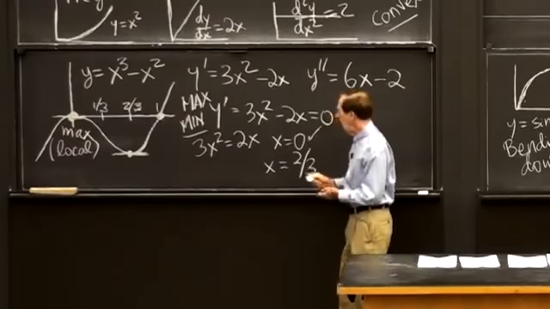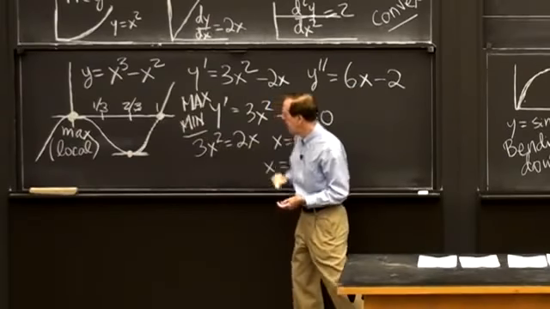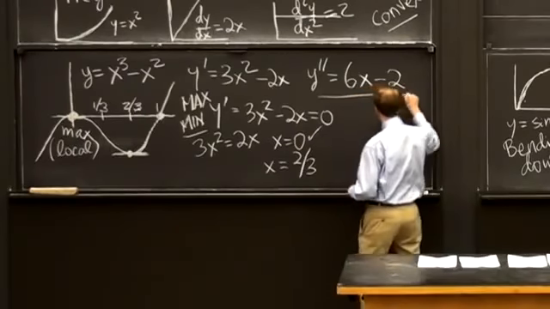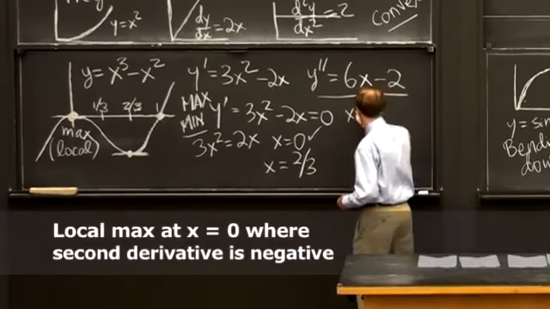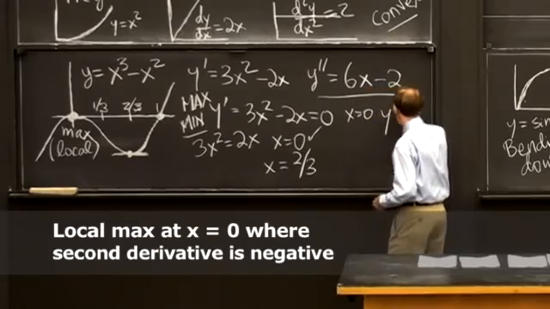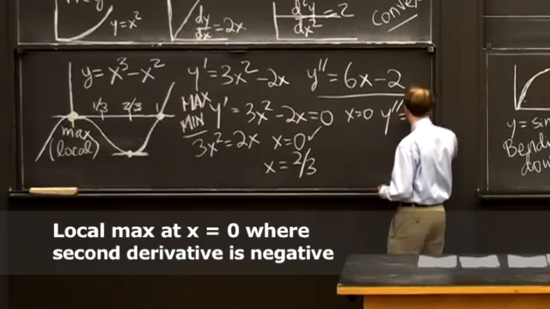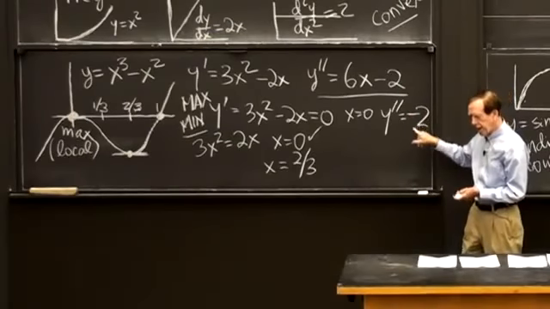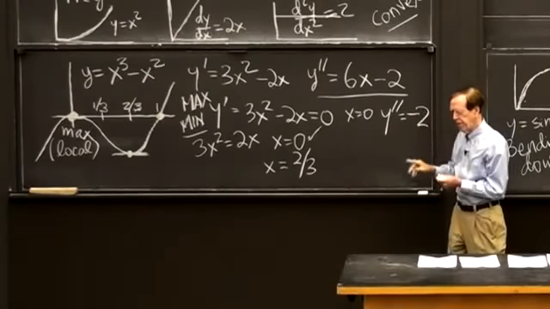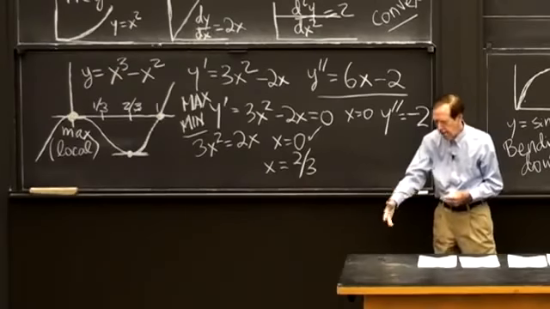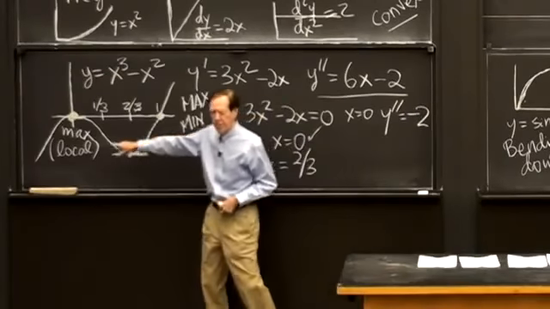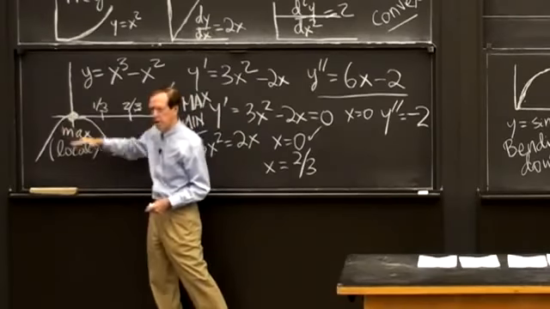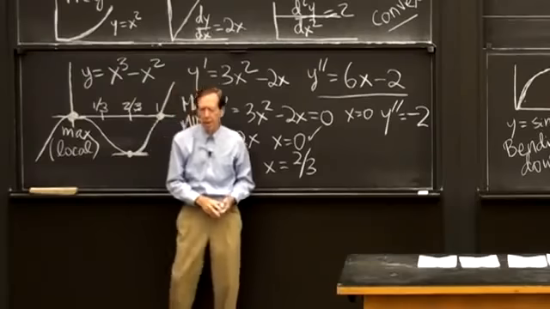Check. And at a maximum, I need to know the second derivative. Okay, here's my formula. At x equals 0, I see y double prime, if x is 0, is minus 2. Good. Negative second derivative tells me I'm bending down, as the graph confirms, and the place where the slope is 0 is a maximum and not a minimum.